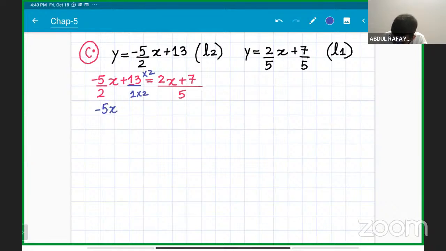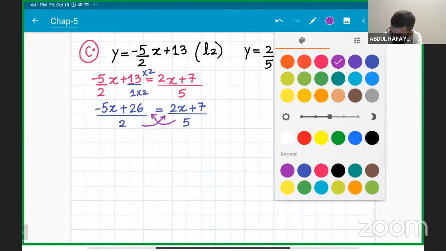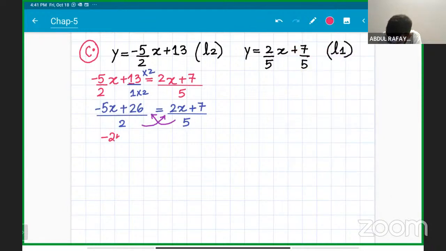So it will be -5x, 13 twos are 26, and 2 in the denominator. This is basically 2x plus 7 divided by 5, that is basically the denominator for this one. So it will be 5 multiplied by (-5x + 26) and 2 multiplied by this. Cross multiplication will happen, students. It will be -5 5s are -25x, plus 26 5s are something around 105, I believe.